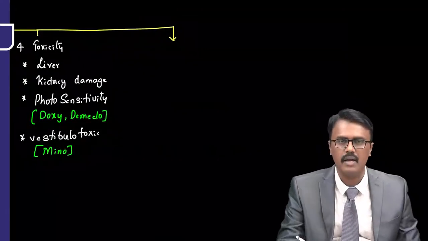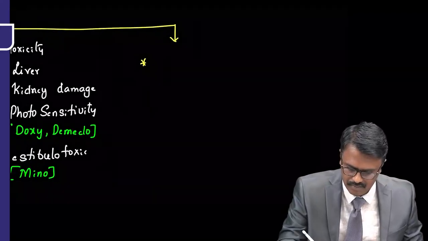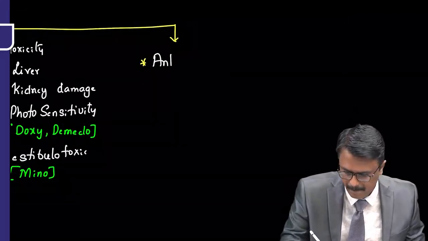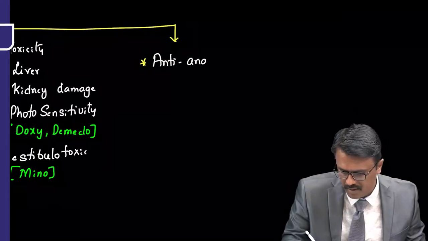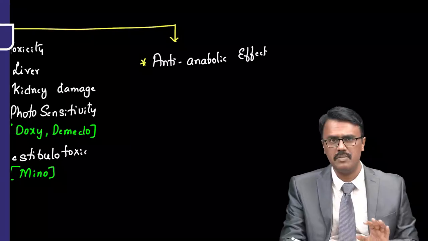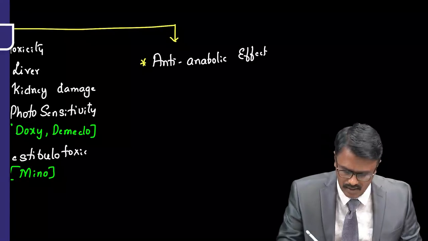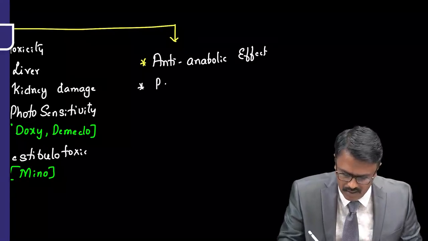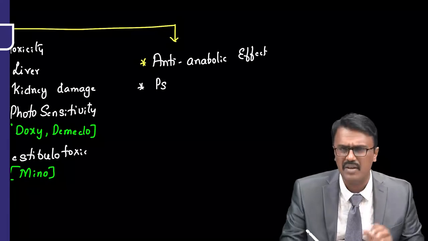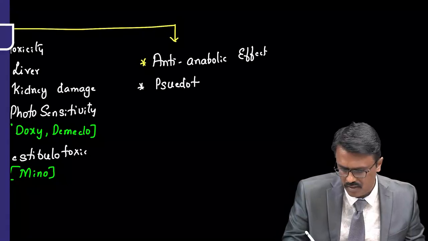They have an anti-anabolic effect. Sir, what do you mean by anti-anabolic effect? That means they produce negative nitrogen balance. So they reduce the protein content in the body. The second important thing is they can increase the intracranial pressure. Very rare. It's not a common problem. Pseudotumor cerebri.